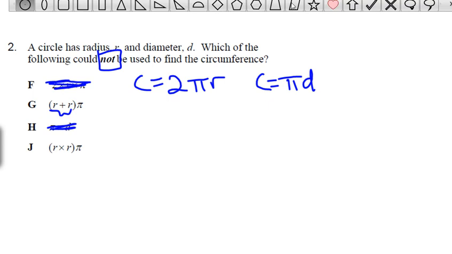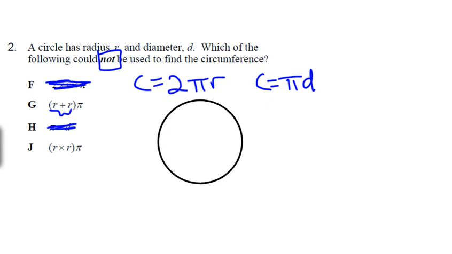If we have a circle and we draw in the radius, it goes from the outside of the circle to the middle. So if we add another radius to that, we can say, well, it goes over here. So what is the radius and a radius? That makes the diameter. This whole distance across here is the diameter. So when we say radius plus radius, that's just another way of saying diameter, and diameter times pi, that's our formula right here. So this can't be the answer either.